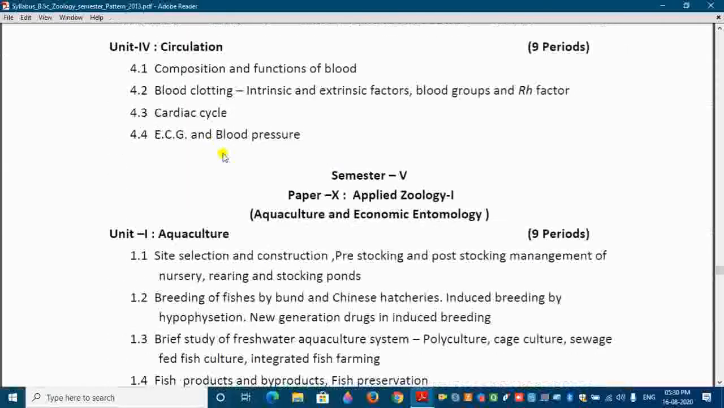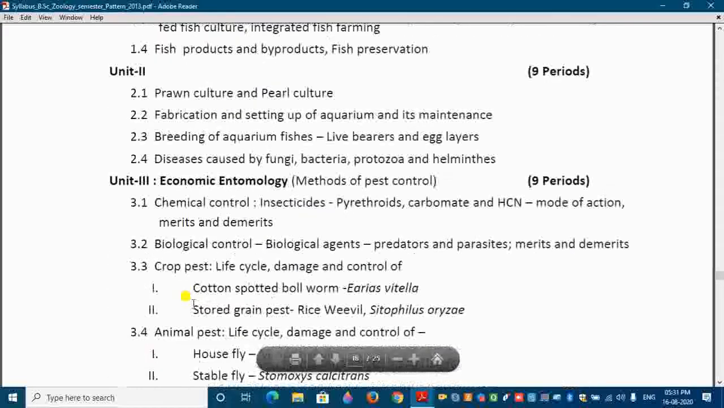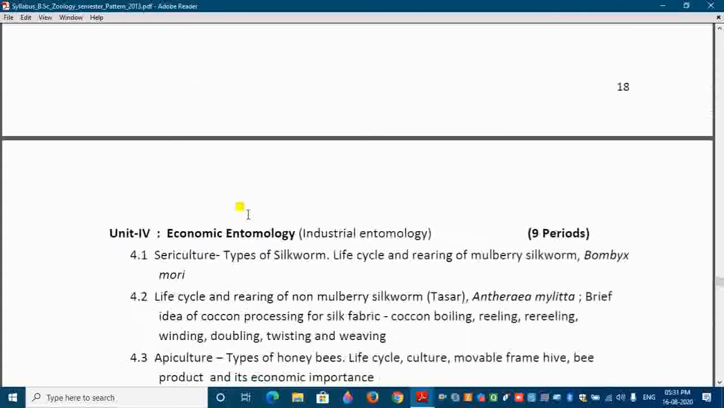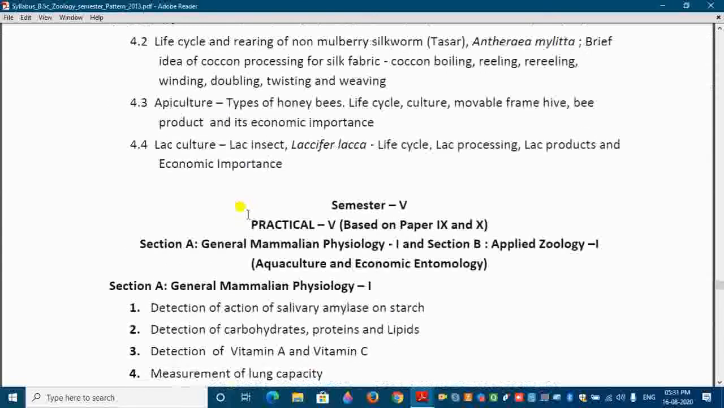In the same way, the second paper is Applied Zoology, consisting of aquaculture and economic entomology. There are two units on aquaculture, unit 1 and unit 2, and the last units, 3 and 4, on economic entomology. So in this way, there are 4 units under the second paper. There are only two papers with 4 units each, so a total of 8 units. That is the syllabus for the 5th semester.